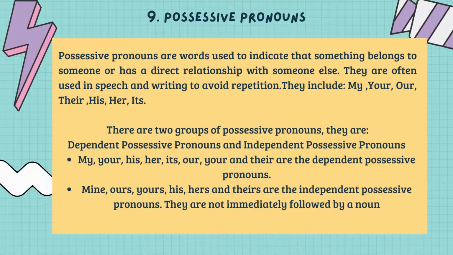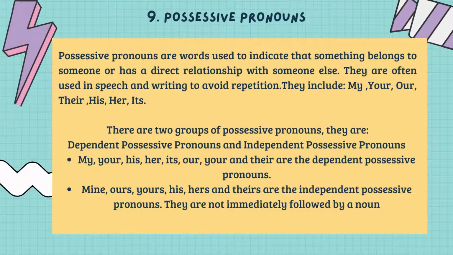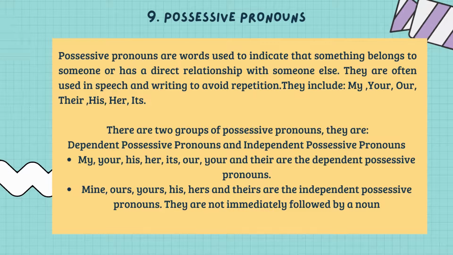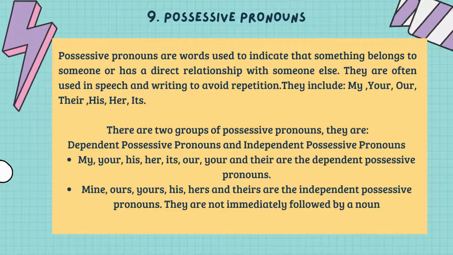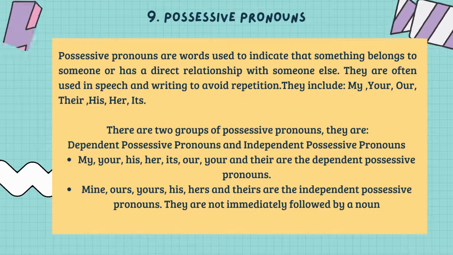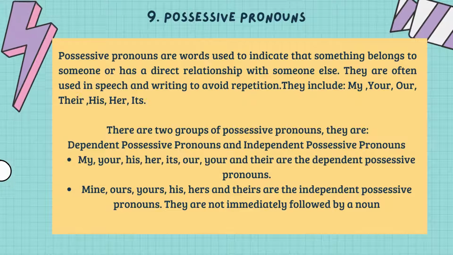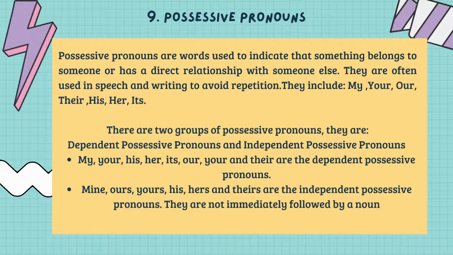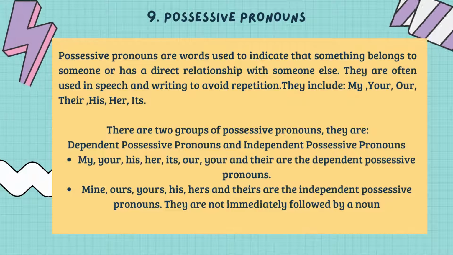Number 9. Possessive pronouns. Possessive pronouns are pronouns that show possession. Possessive pronouns are words used to indicate that something belongs to someone or has a direct relationship with someone else. They are often used in speech and writing to avoid repetition. They include my, your, our, their, his, her, and its.